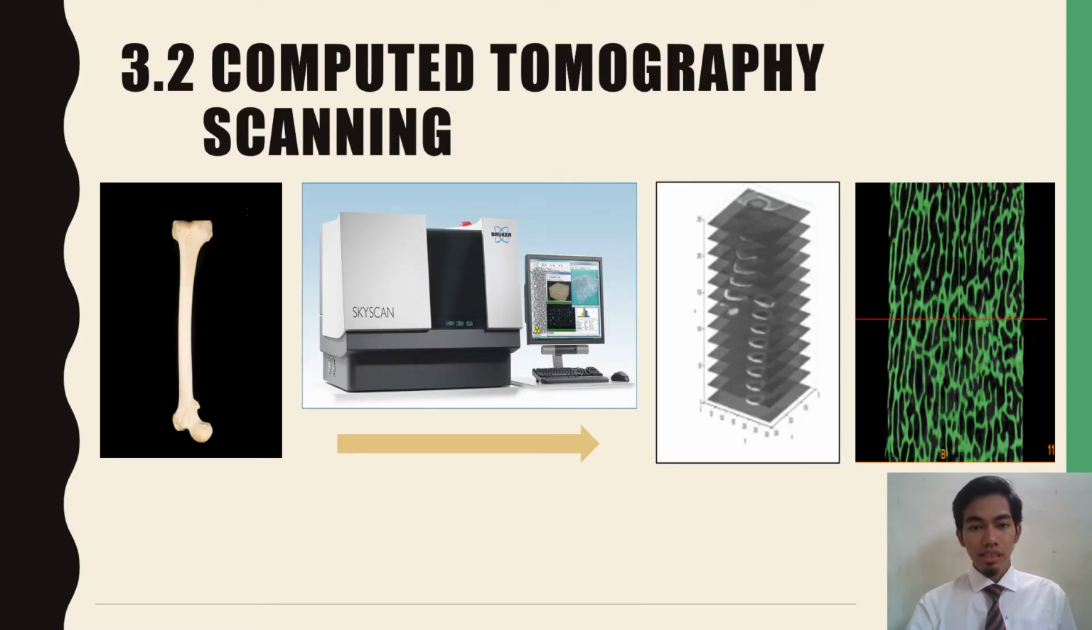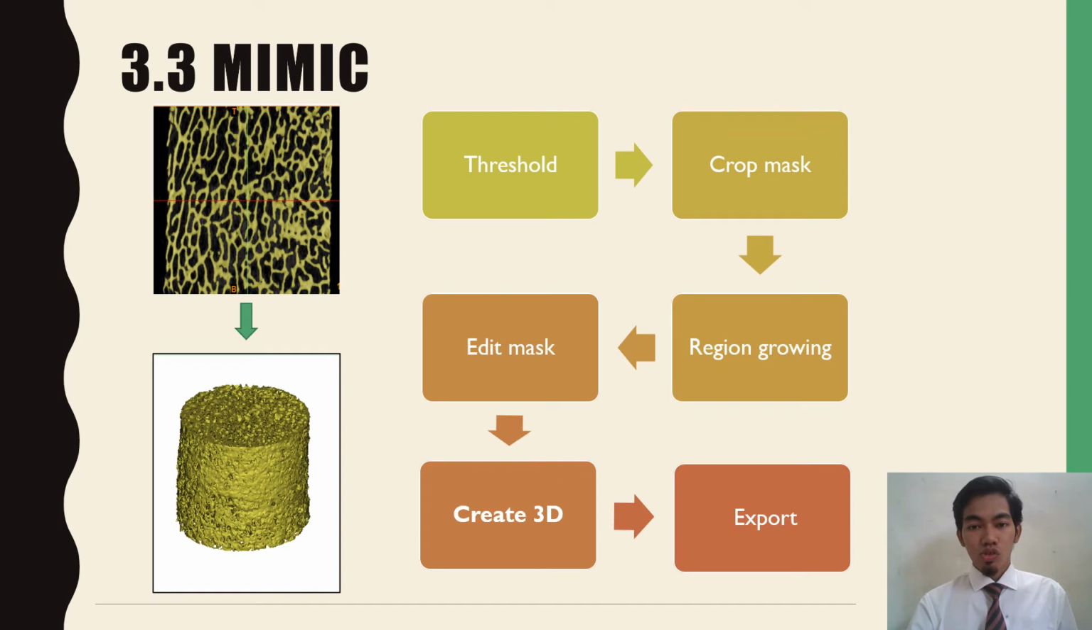So firstly is the microcomputed tomography. The micro-CT is used to scan the actual bone into 2D image dataset. Then the 2D image dataset will export to the MIMIC software. MIMIC software is used to convert the 2D image dataset that we get from the micro-CT into 3D image, and these few tabs or few feature that are used in the MIMIC software, which are threshold, region growing, and we create 3D model.